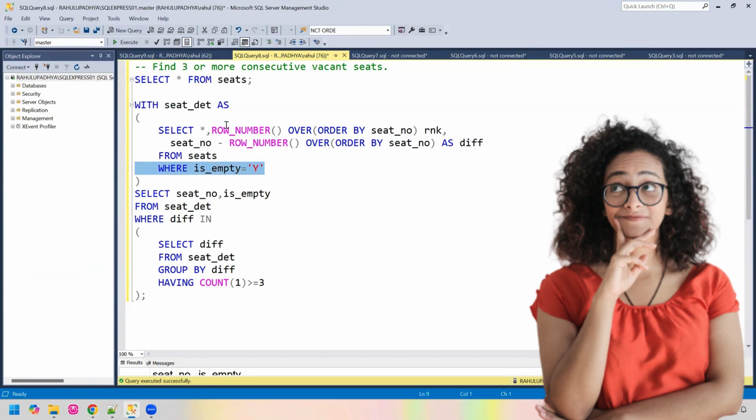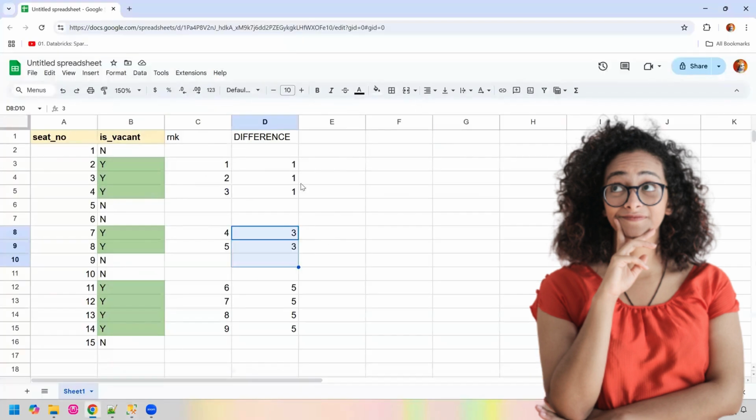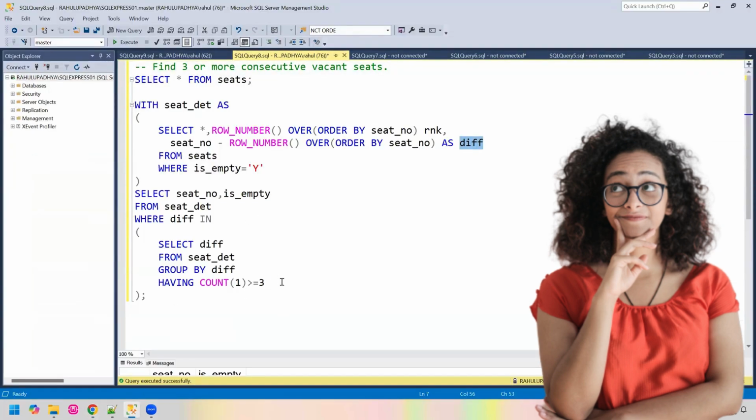For the seats which are empty, we got the new column derived, that is the rank column. And after that, we have taken the difference between seat number and this rank column. Once we do that, we get the difference column. The next part is counting the number of diff entries. If we count the number of entries, if they are 3 or more, we know that that is our solution. So the same thing we have done here. We have counted and kept only those entries where the count is greater than or equal to 3. And finally, from this data, we have kept only such records which we derived here. So this way we solved the problem.